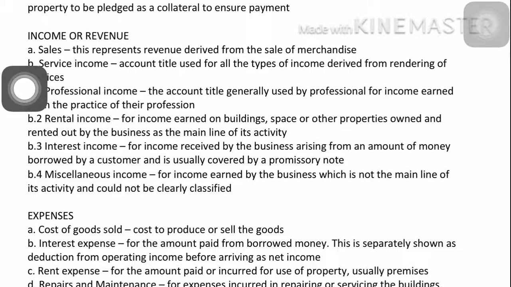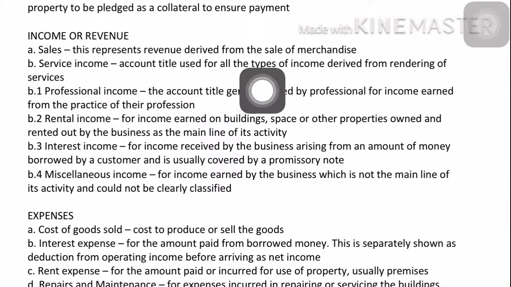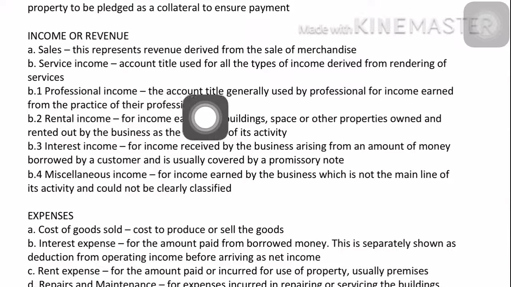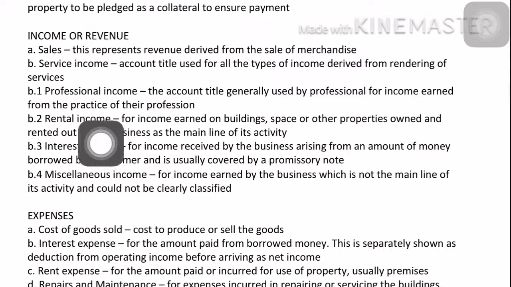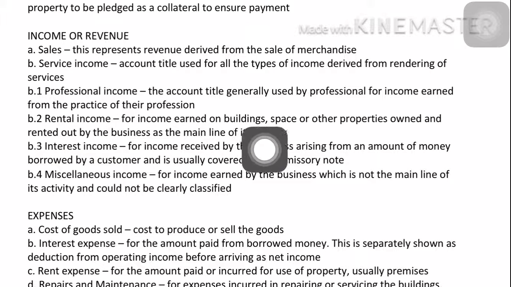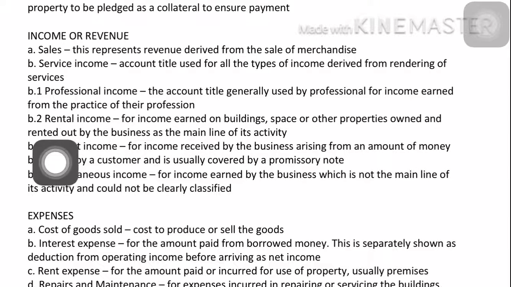So, next is the income or revenue. Sales. This represents revenue derived from the sale of merchandise. So, next, the service income. Account title used for all the types of income derived from rendering of services. So, kani siya is kanang income nimo from offering your services like profession. So, under niya is ang professional income. The account title generally used by the professional for income earned from the practice of their profession. So, kani siya is your overall income for your profession.